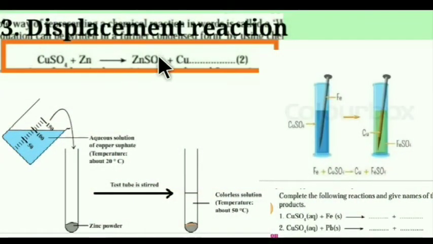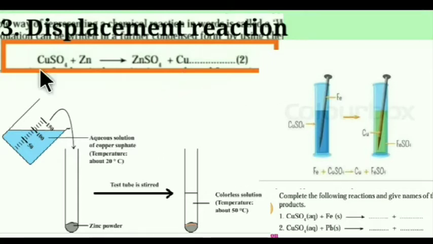Third, displacement reaction. We saw in the beginning of the chapter that when blue colored CuSO4 solution is added to zinc dust, there is formation of colorless zinc sulfate solution, and heat is evolved or generated. Let's see equation number 3. CuSO4 plus Zn gives ZnSO4 plus Cu.